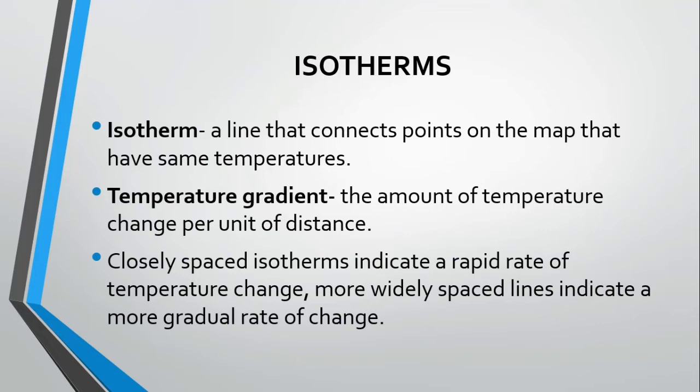And then let's also discuss temperature gradient, wherein it's the amount of temperature change per unit of distance. So it's the delta temperature or delta T. Take note also that closely spaced isotherms means there's a rapid rate of temperature change. When they are more widely spaced, that means there is only a gradual change in the temperature.